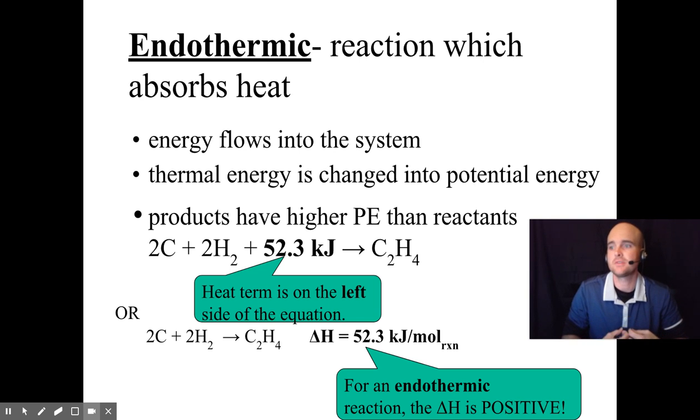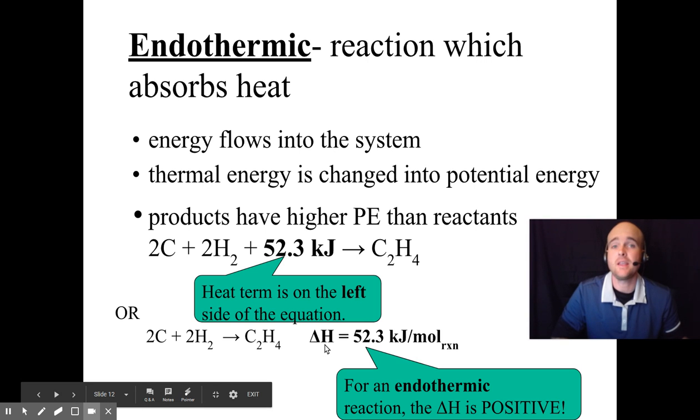52.3 kilojoules to make, is that acetylene? C2H4. I'm not sure if that's acetylene, don't quote me on that. But the heat term is on the left. That's the important thing. In an endothermic reaction, the heat term is on the left, and the delta H, or the enthalpy, is positive.